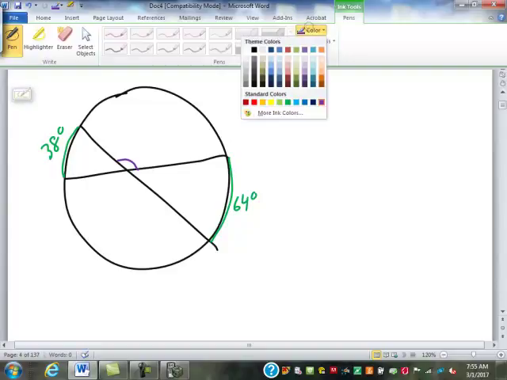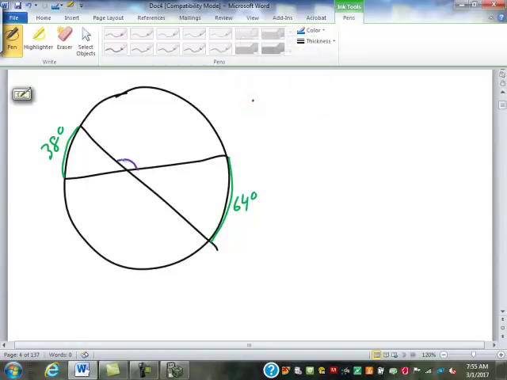So looking at this, what we can actually find from these two arcs, of course, are these angles. And how do we find those angles? You got it. 38 plus 64 divided by 2. 38 plus 64 is 102. Divided by 2 is 51 degrees. So these angles are both 51 degrees.